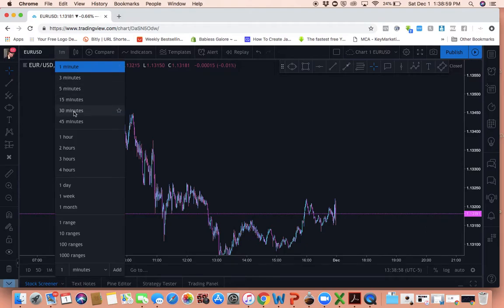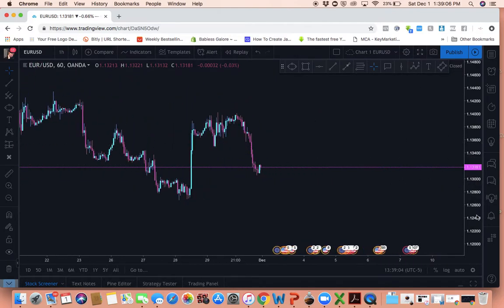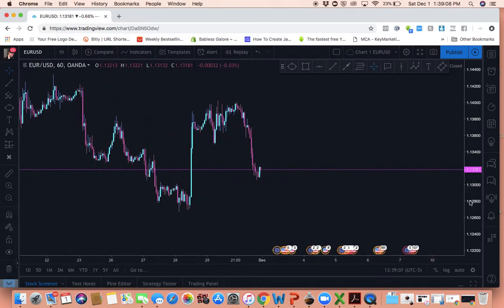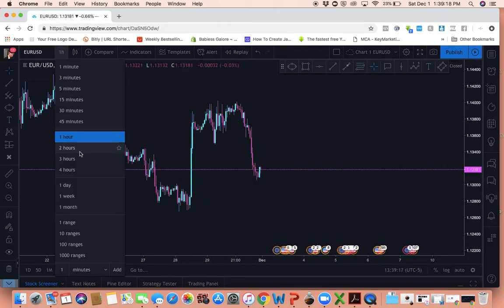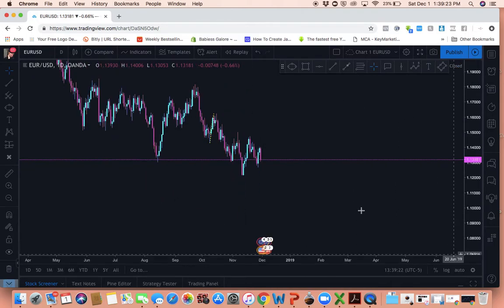Oh, I don't like the 1 minute, sorry. I trade off the higher time frames. A reason why I trade off of the higher time frames and not the lower time frames is because on the higher time frames you can actually see structure, meaning you can actually see the way that the market is going rather than on a lower time frame.